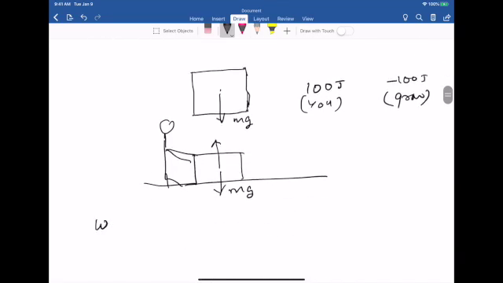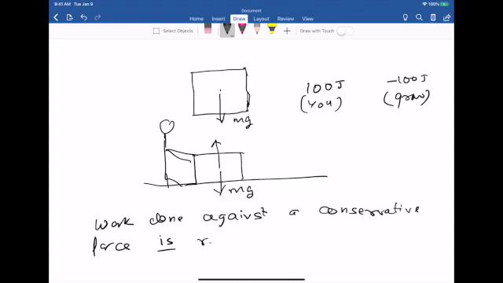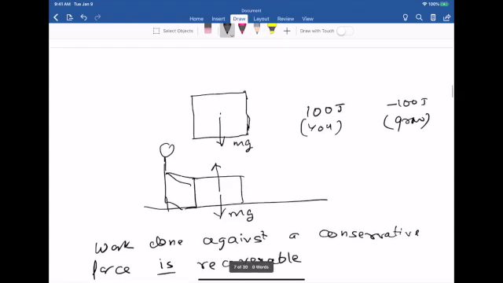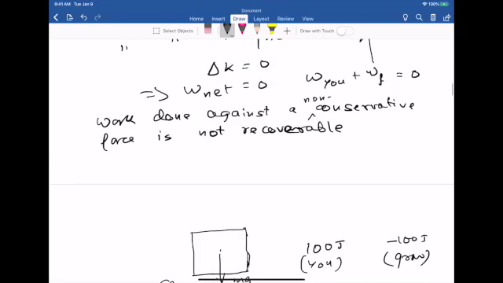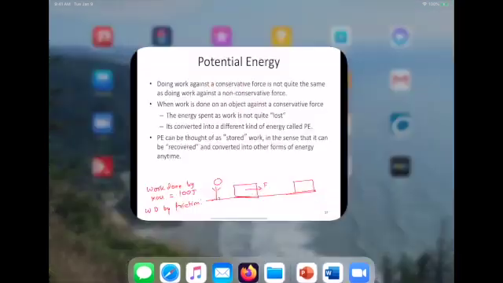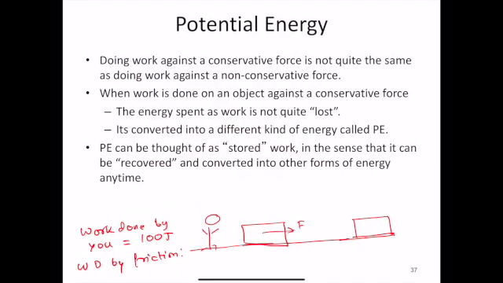So the work done against a conservative force is recoverable, whereas that done against a non-conservative force is not recoverable, right? Okay, so hopefully that's clear. So doing work against a conservative force is not quite the same as doing work against a non-conservative force.